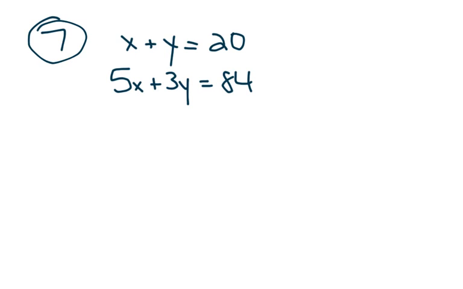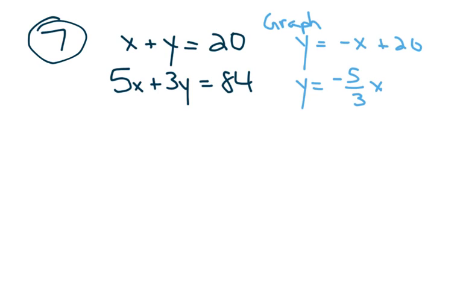In number 7, we want to solve the system in problem 6. You can solve it in one of 4 different ways. Method 1 is you could graph them. If you graph them and find the point of intersection, you have to put them in slope-intercept form, which means you have to solve each equation for y. So the first equation, if you solve that for y, you would subtract x. You would get y equals negative x plus 20.